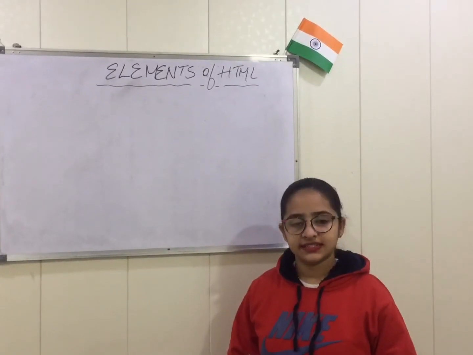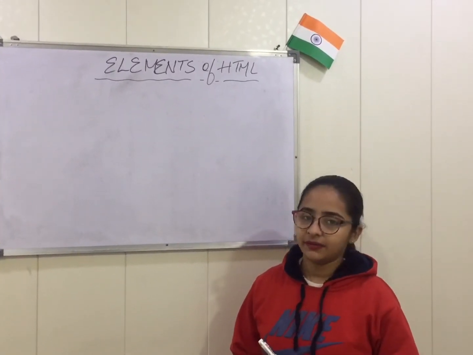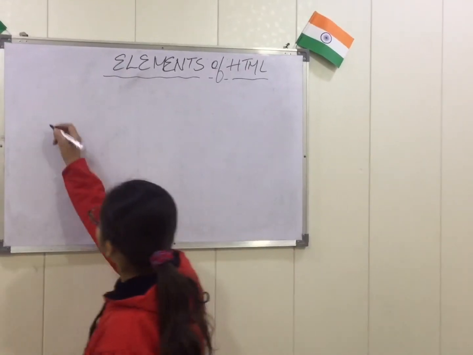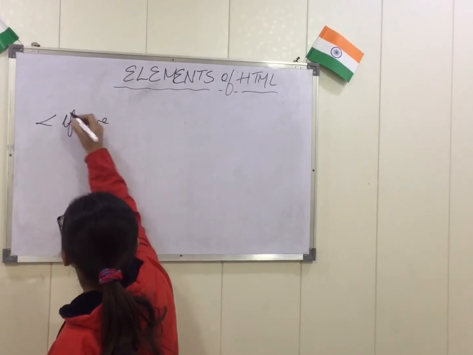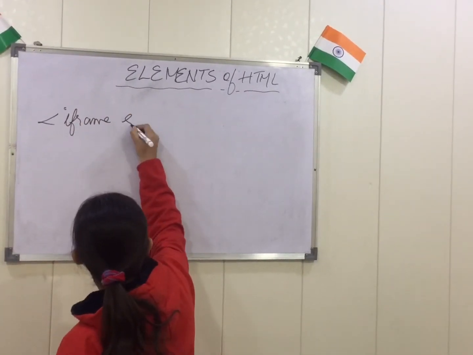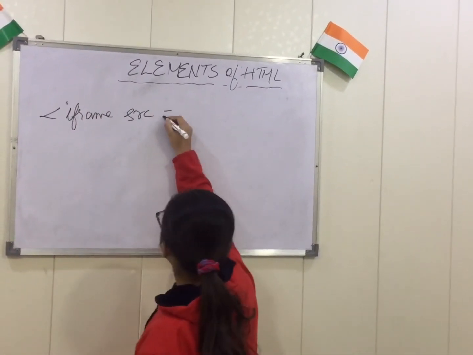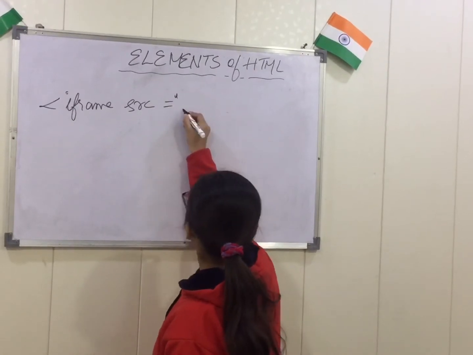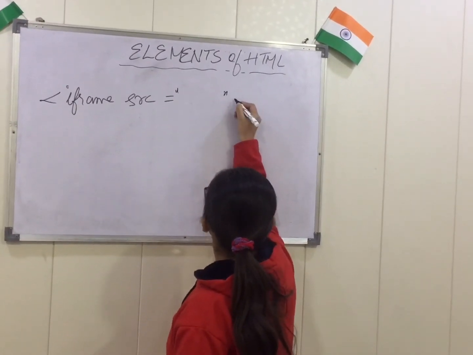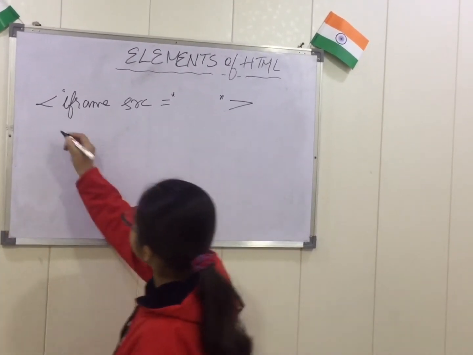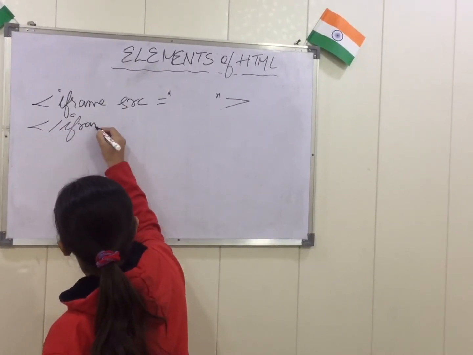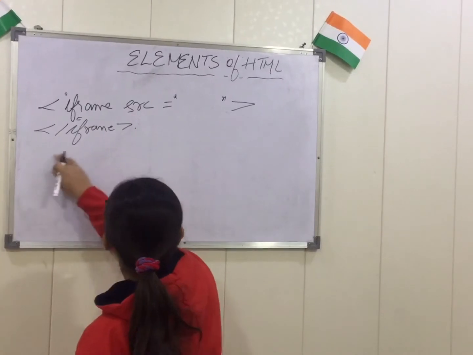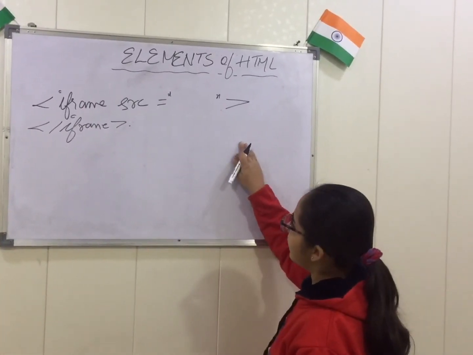Now we will discuss the syntax of the iframe tag. The iframe tag can be written as iframe src equals double quotes start, double quotes closed, and the iframe tag closed. So this is the syntax of the iframe tag.